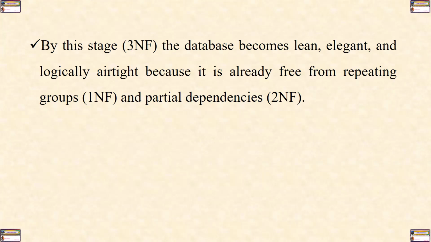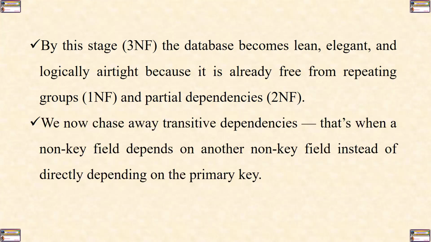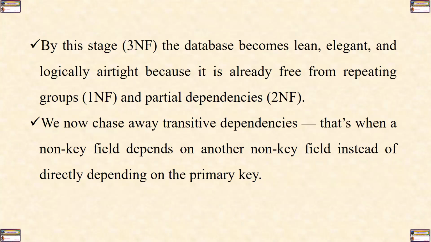By this stage, that normal form, the database becomes lean, elegant, and logically airtight because it is already free from repeating groups, as it was in the first normal form, and the partial dependencies, as it was in second normal form. So we now take away what we call the transitive dependencies. That is, when a non-key field depends on another non-key field instead of directly depending on the primary key.